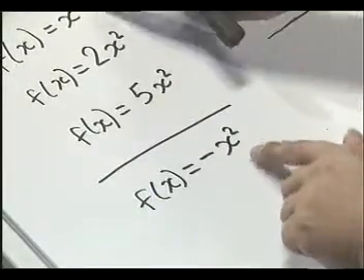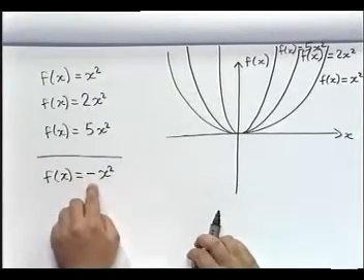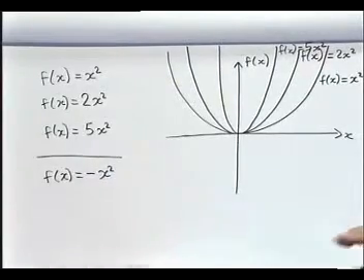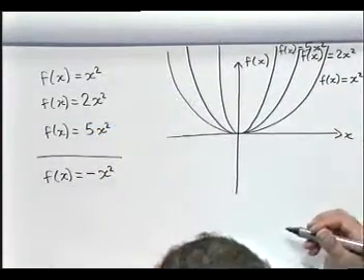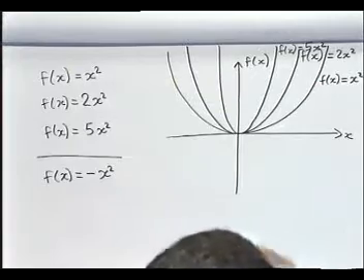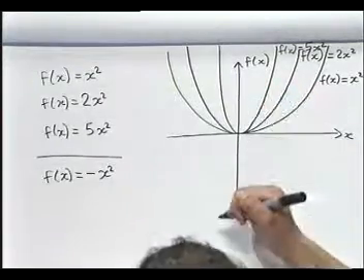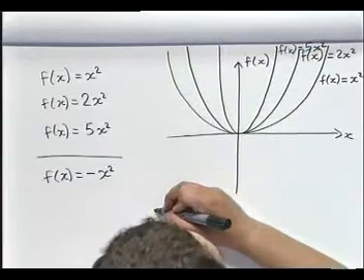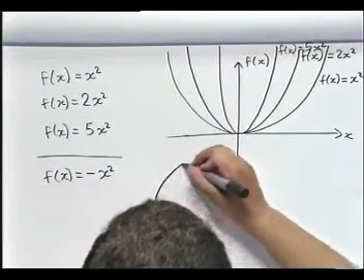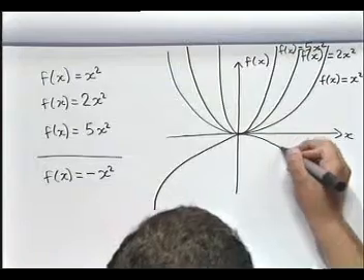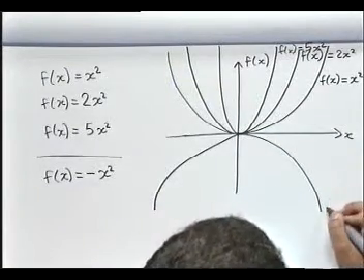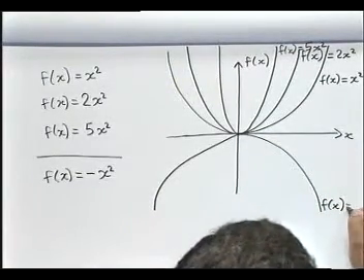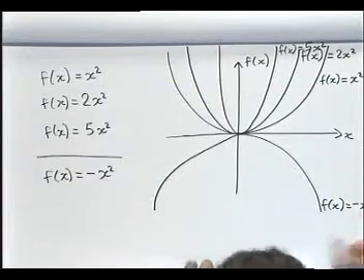Now, compared with f of x equals x squared, we've taken all of our positive values and we've multiplied them all by -1. So this actually results in a reflection in the x-axis, because every single value which was positive has become negative. So f of x equals minus x squared will look something like this. So this is f of x equals minus x squared.